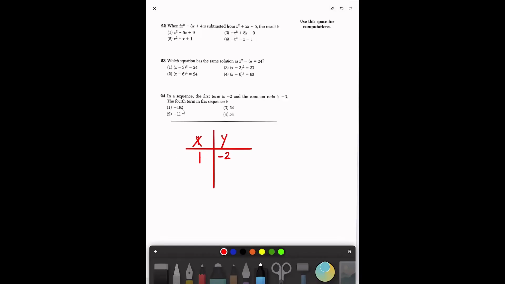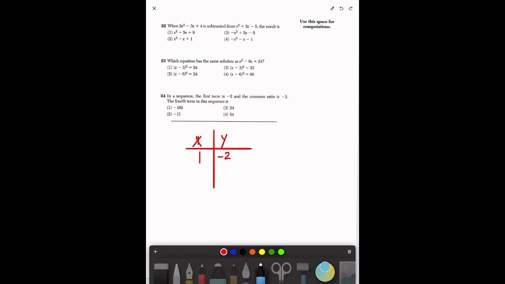Hey, I'm going to do the last question from the multiple choice section, question 24 from the January 2026 Algebra 1 Regents exam. Basically, they've given us a geometric sequence. It says the first term is -2 and the common ratio is -3, and they want to know what the fourth term in the sequence is. The reason I know it's a geometric sequence is it says common ratio, and common ratio means that it's geometric. Right now, there's a couple ways to do this.